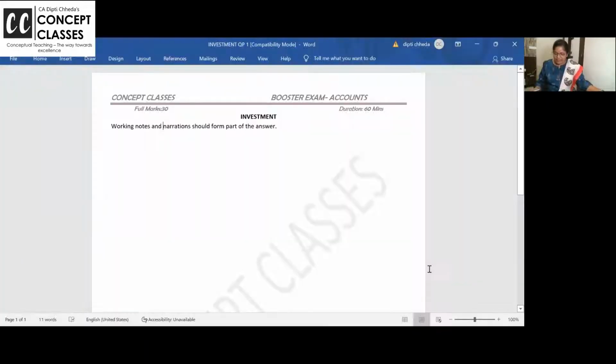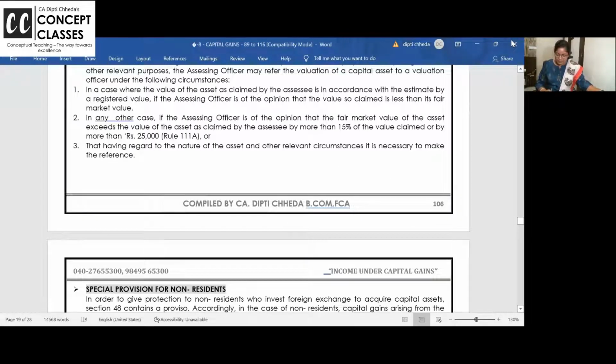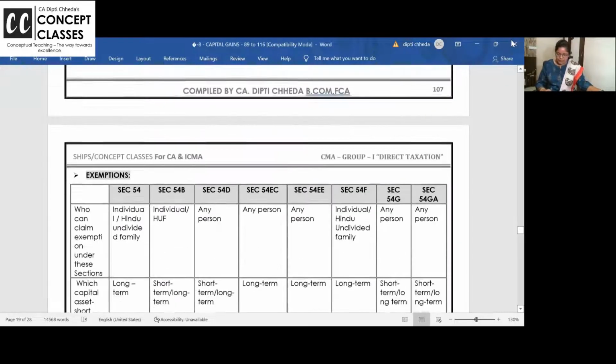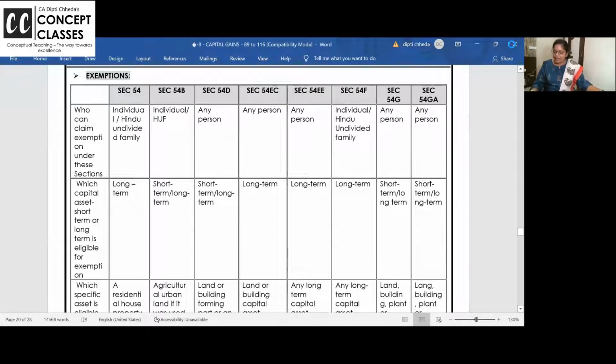See the format given to you in your material where the exemptions are coming. The capital gain format given: sale consideration less expense, net sale consideration, index cost of acquisition, index cost of improvement, capital gain less exemption. So let us begin with this topic very quickly. At the end of the class I will take the exemptions. We'll do it vertically right now and then horizontally also.